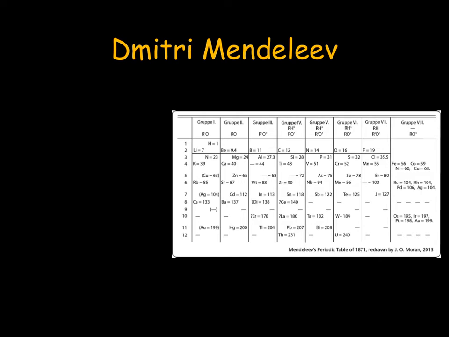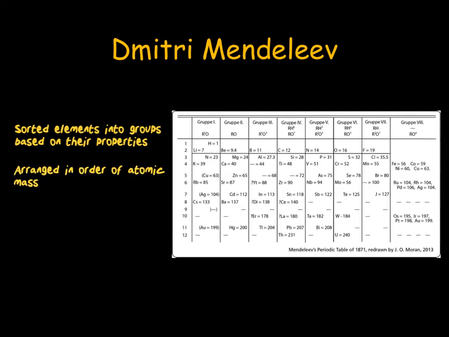Mendeleev started to put similar elements into what he called groups, very similar to what we do today. If we look at his group 1, we can see lithium, sodium, potassium, rubidium, and cesium, just as they are today. Within these groups, the elements were also organised into their atomic mass.